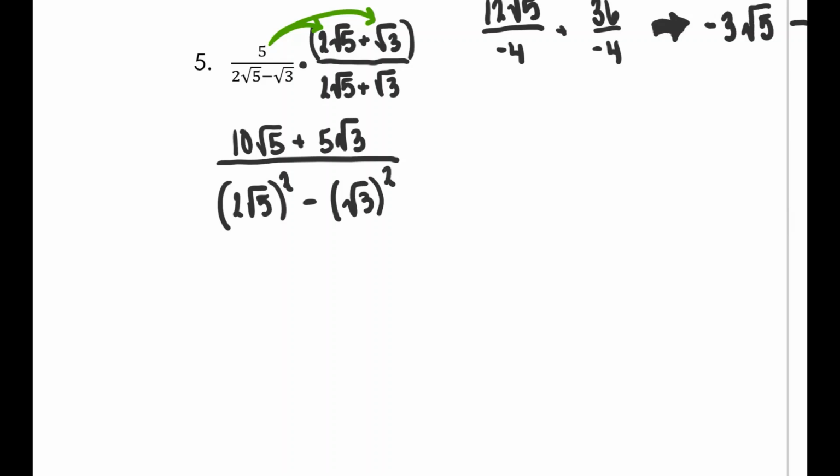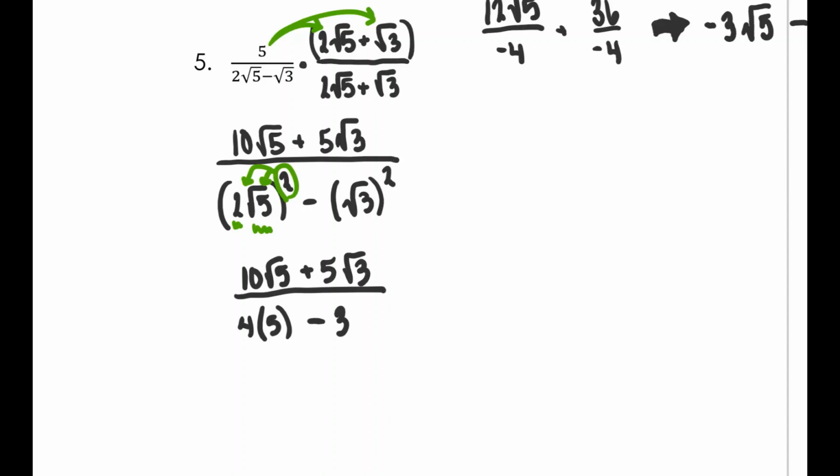Now you have to apply your exponent rule. So you have a 2 factor and a root 5 factor, and these are both being squared. So that means that that exponent has to get applied to each factor. In doing so, we will get 4 times 5, and then of course that second term is just 3. And then my denominator, 20 minus 3 is 17. And that's not going to simplify any further, so that's going to be my final answer.